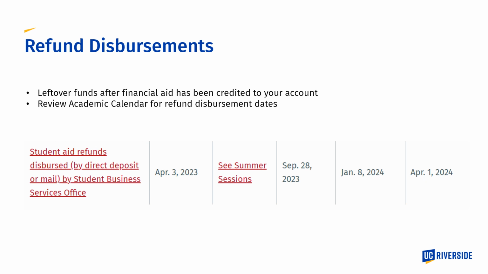The second type of disbursement refers to refunds. As mentioned in the previous slide, leftover funds after financial aid has been credited to your account will result in a refund. We cannot say this enough, but if you do receive a refund, please make sure to sign up for direct deposit. Otherwise, students who are not enrolled in direct deposit will be mailed a check to the address listed on the account. Checks are mailed once a week via regular U.S. mail.